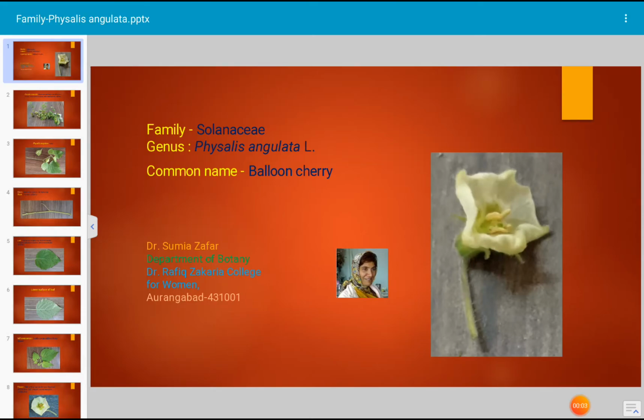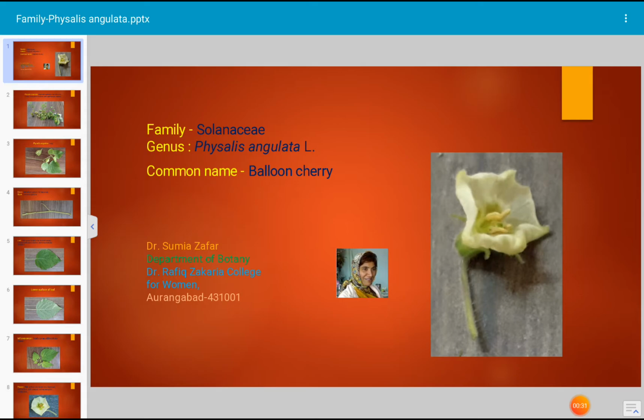Today's topic for discussion is a description of a specific plant, that is Physalis angulata. This plant is commonly called balloon cherry and it is a member of family Solanaceae. It is a herbaceous plant which is very common and it grows in rainy season as a weed plant, and it is a widely used medicinal plant in the world.